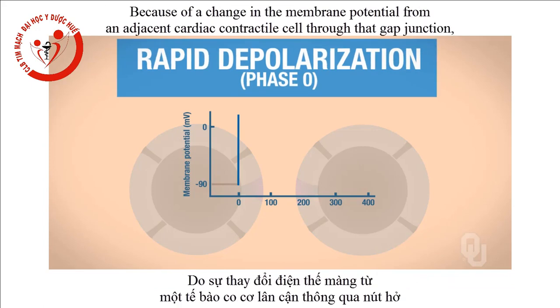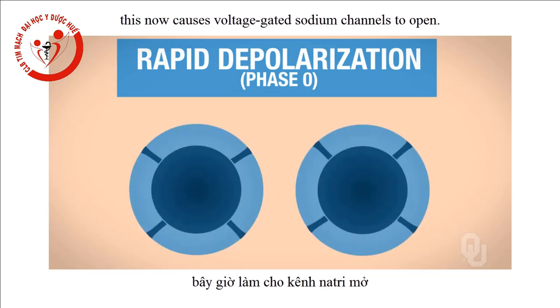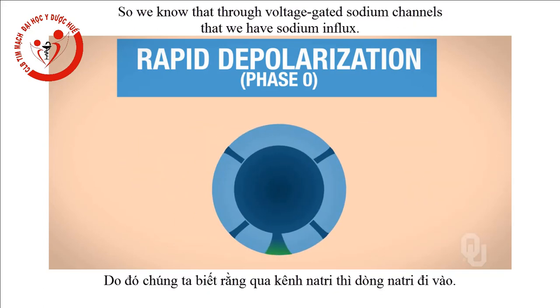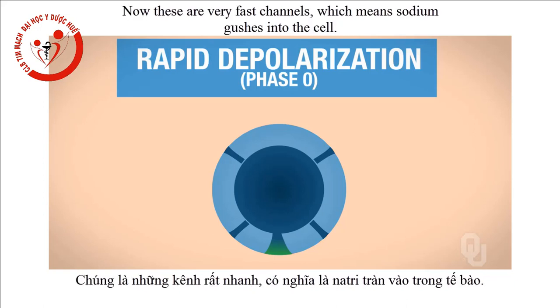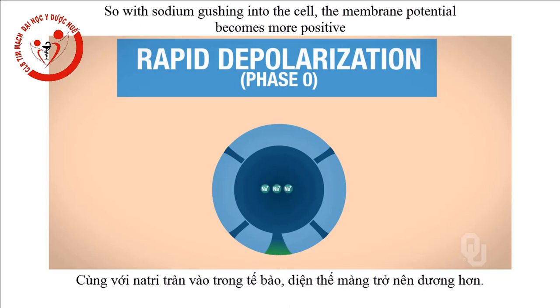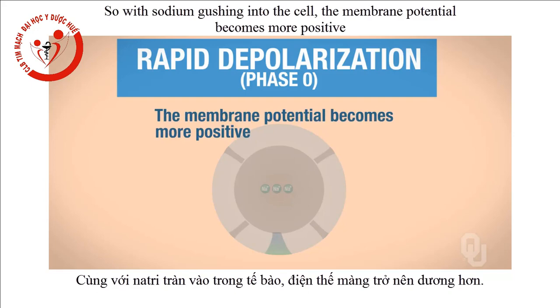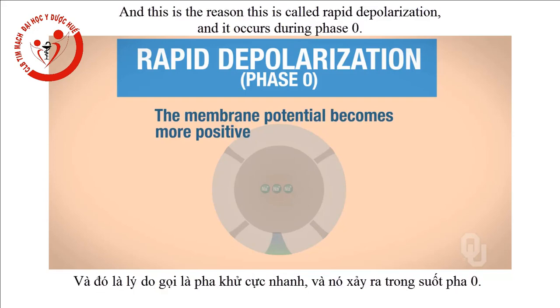Because of a change in membrane potential from an adjacent cardiac contractile cell through that gap junction, this now causes voltage-gated sodium channels to open. So we know that through voltage-gated sodium channels we have sodium influx. Now these are very fast channels, which means sodium gushes into the cell. So with sodium gushing into the cell, the membrane potential becomes more positive. And this is the reason this is called rapid depolarization, and it occurs during phase 0.